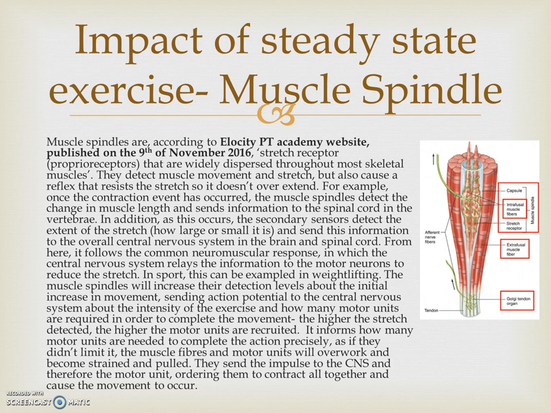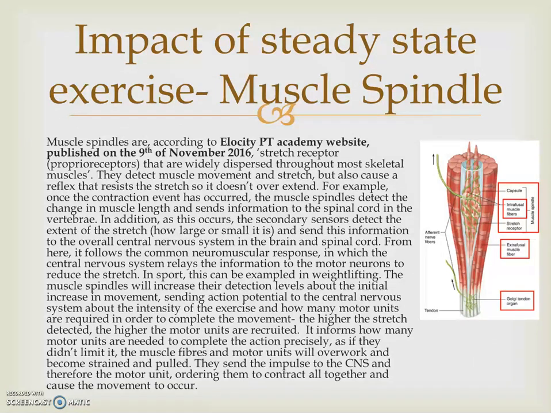In addition, as this occurs, the secondary sensors detect the extent of the stretch, how large or small it is, and send this information to the overall central nervous system in the brain and the spinal cord. From here, it follows the common neuromuscular response, in which the central nervous system relays the information to the motor neurons to reduce the stretch.